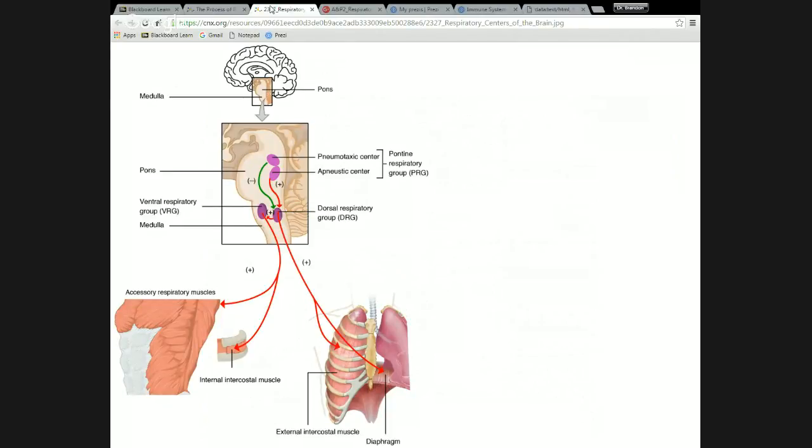There's a couple of nuclei in the medulla and a couple of nuclei in the pons that are important for controlling breathing. The most important one, I would say, is the dorsal respiratory group, DRG. The cells in the dorsal respiratory group are autorhythmic. That's a term that we learned when we were talking about the heart, the SA node or the AV node or whatever. Those cells in the heart were autorhythmic. They generated action potentials automatically. These neurons do that also.